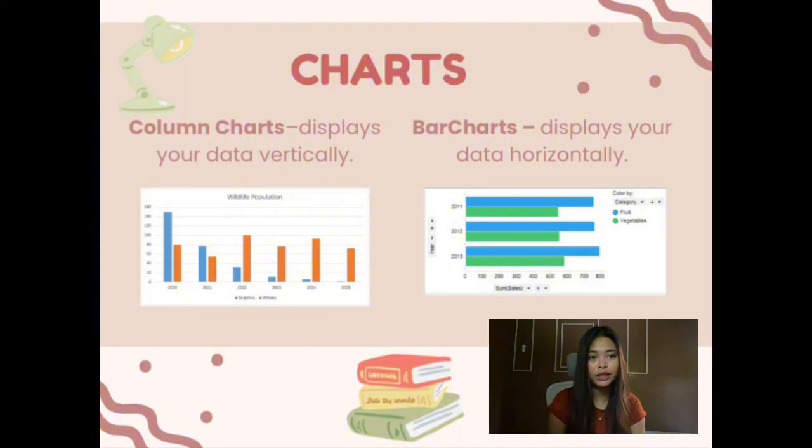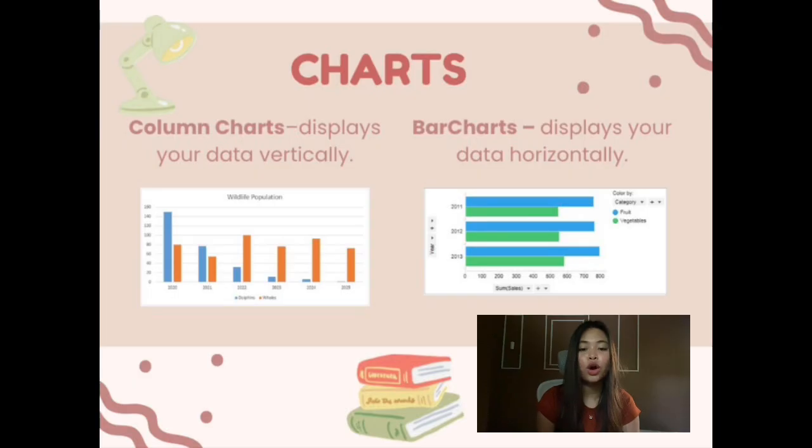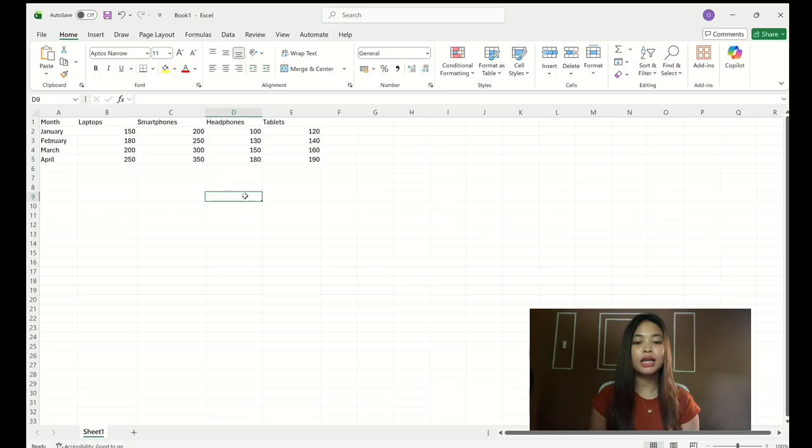The first chart in the dashboard is the column chart. It displays your data vertically. A column chart displays data using vertical bars. They are useful for comparing values across different categories, such as sales by product or revenue by month. Because of their common baseline design, they make differences between categories easy to see. Let's now proceed to the column chart.